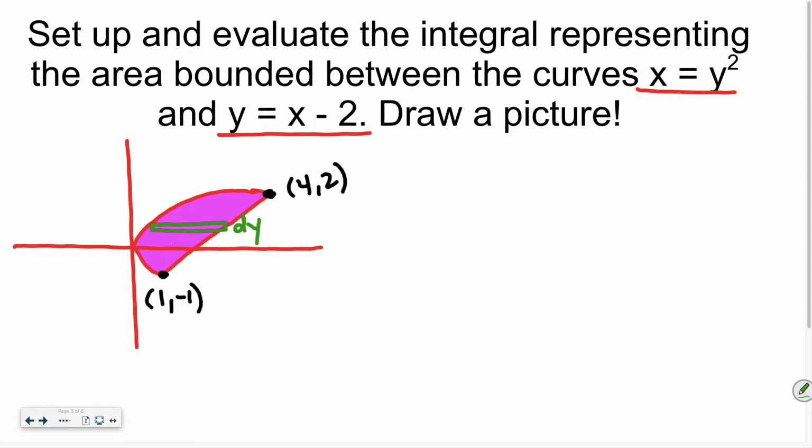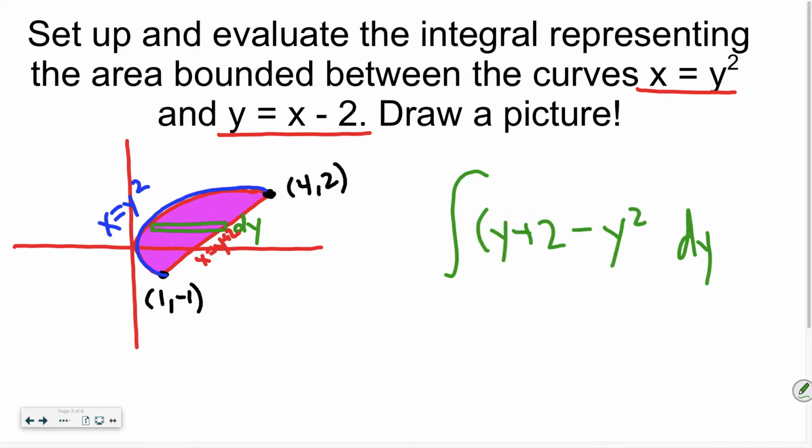This rectangle has thickness dy. So that's what tips us off that my integral is going to be in terms of y. What's nice is our equation is consistent all the way on the right, and our equation is consistent on the left. This blue equation that I'm highlighting right here is x equals y squared, and this red equation right here would be x equals y plus 2. So, right minus left, we're going to write in here y plus 2 minus y squared.